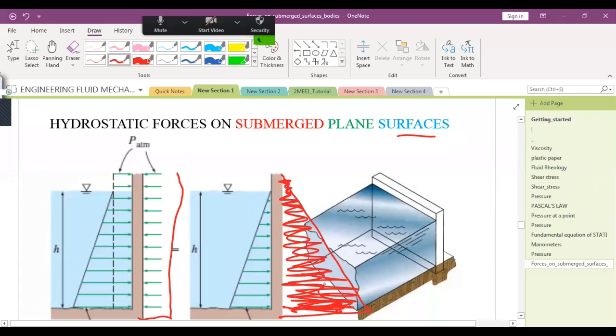So this is a retaining wall for a dam, because you have high pressures at lower layers, so you require greater thickness of the wall so that this does not break. So that's why retaining walls are made in this fashion. You don't have uniform thickness, but the thickness increases with depth of the retaining wall.